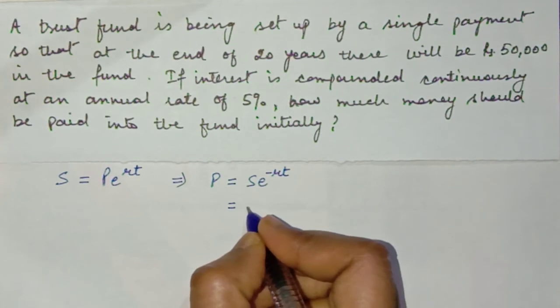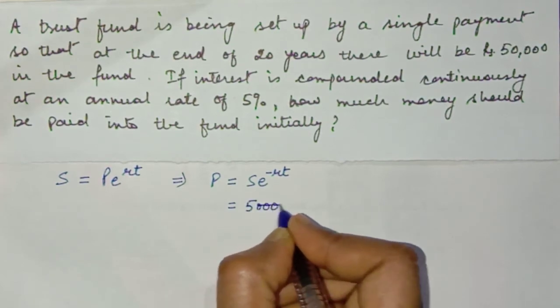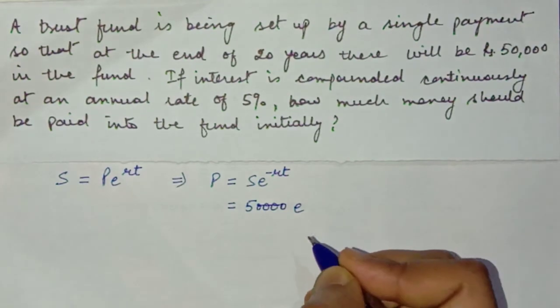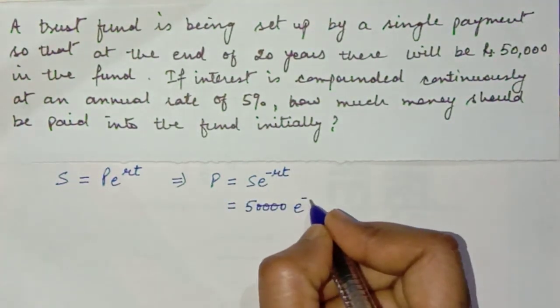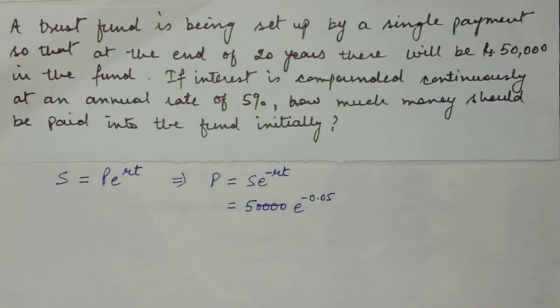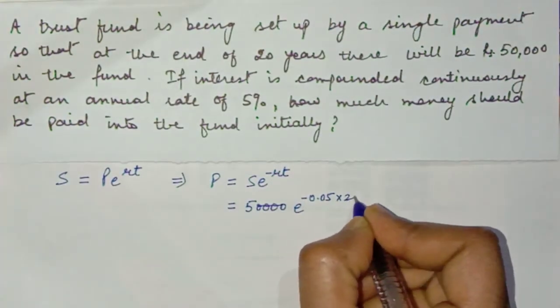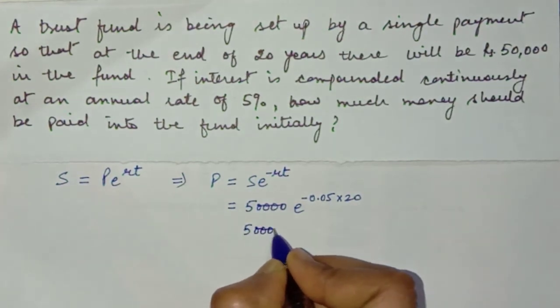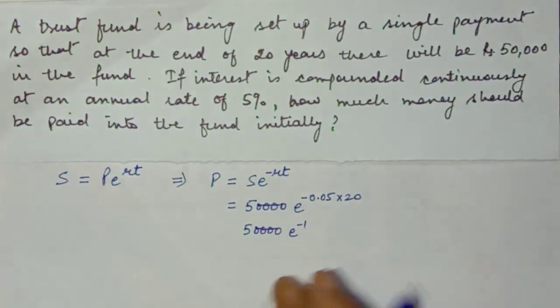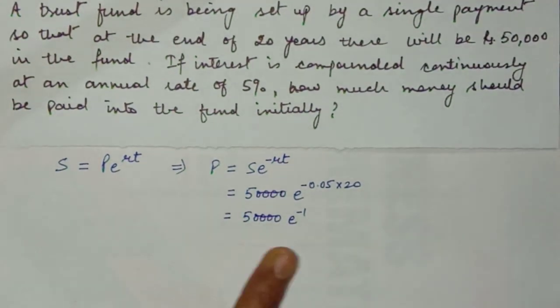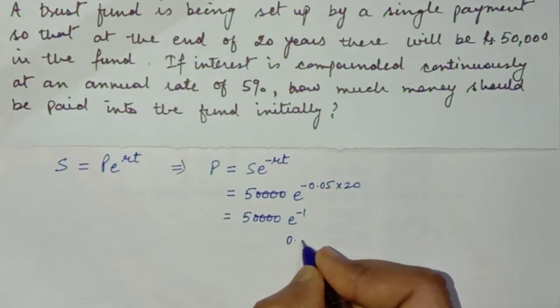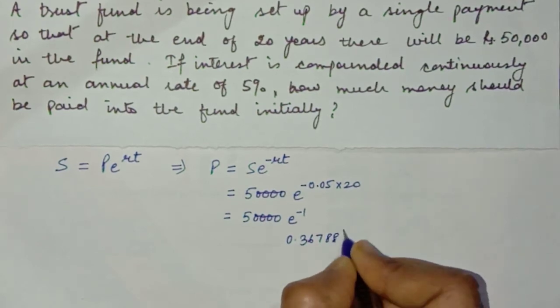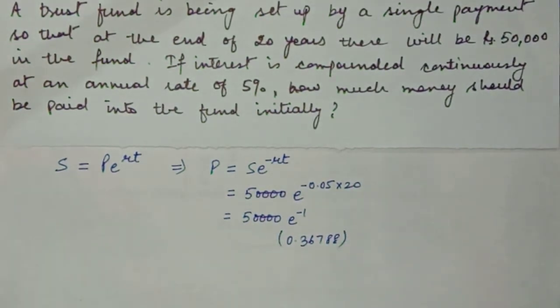So S, or the future value, is rupees 50,000, times e raised to the power minus 0.05, since R is 5%, and the value of T is 20. If we multiply these two, I am getting e raised to the power minus 1. Now using the same table, I'll write the value of e raised to the power minus 1, and the value is 0.36788.